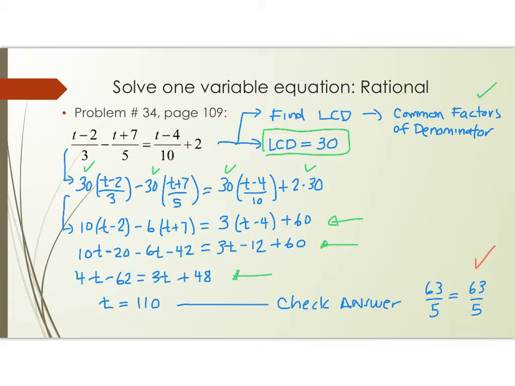Now again, we're going to use the principle of equality. I bring the t's over. So I subtract 3t from both sides, I get t. I add 62 to both sides, I get 110. And then, of course, I check my answer. When I put 110 in, I get, on one side of the equation, 63 over 5. And on the other side of the equation, I get 63 over 5.